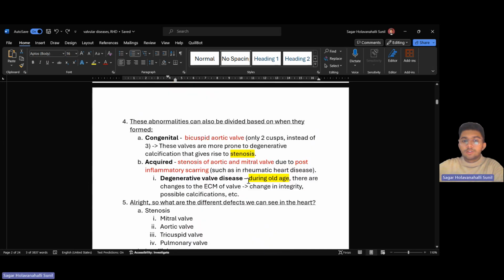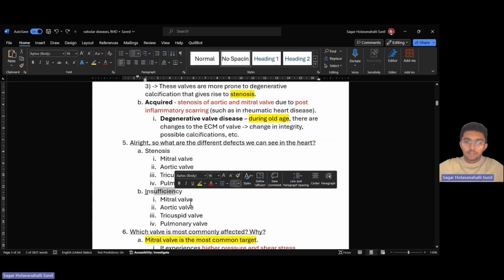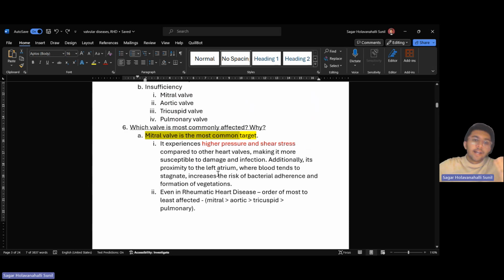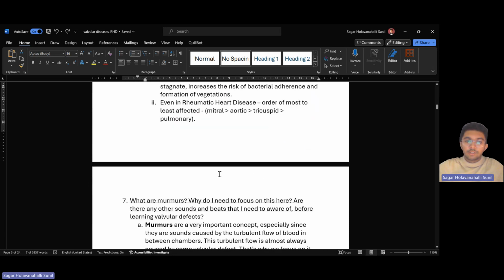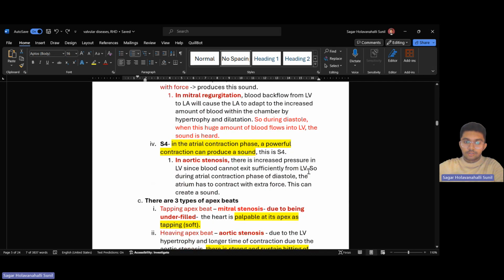Once you talk about the basics and the etiology, you can talk about the principle of stenosis and insufficiency and how they are caused. You can just throw in this point that the mitral valve is the most common target. That entire thing should take you about 2-3 minutes, and he or she might interrupt you and ask you more specific questions with regards to the valvular defects.